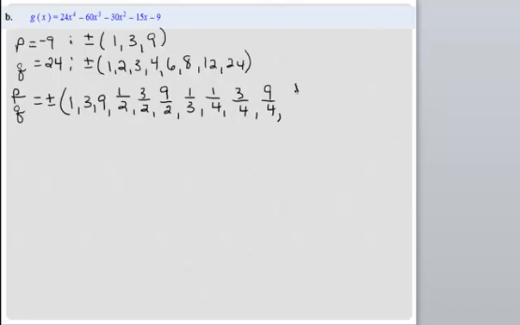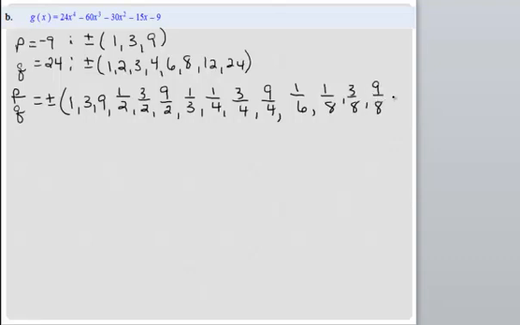Then we have 1 over 6. 3 over 6 is 1/2, we don't need that one. 9 over 6 is 3/2, we don't need that one. So then we have 1 over 8, 3 over 8, 9 over 8.